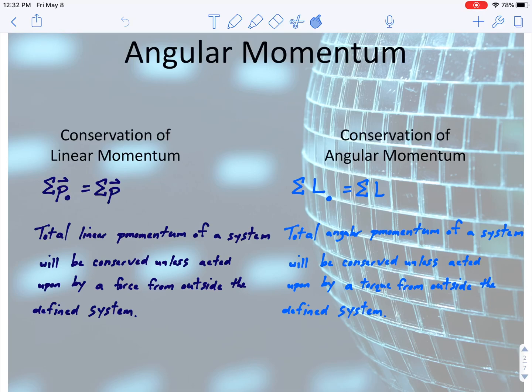The same is true with angular momentum. The sum of the angular momentums of the objects in the system before any interactions or changes will equal the sum of the angular momentums of the objects in the system after any interactions or changes. This will remain true unless there is a torque from outside the defined system acting on the system. So instead of looking at forces this time, we'll, as typically done in rotation, look at torques instead.